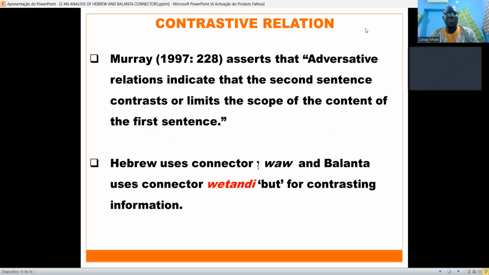Contrastive relations. Murray asserts that adversative relations indicate that the second sentence contrasts or limits the scope of the contents of the first sentence. Hebrew uses connector vav and Balanta uses connector wetandi for contrasting information.